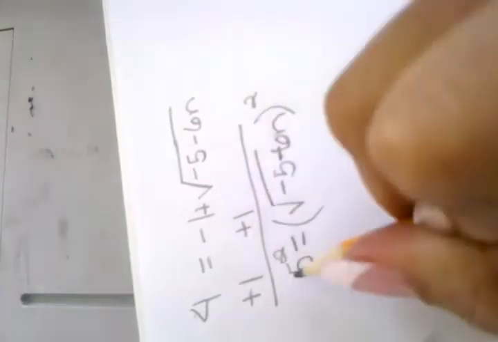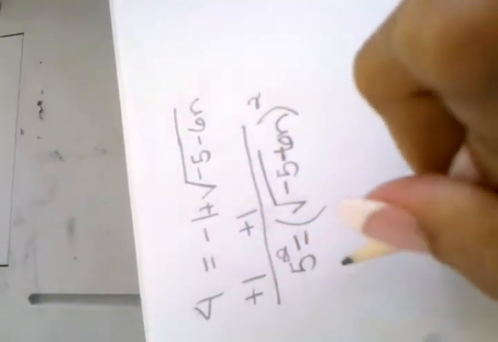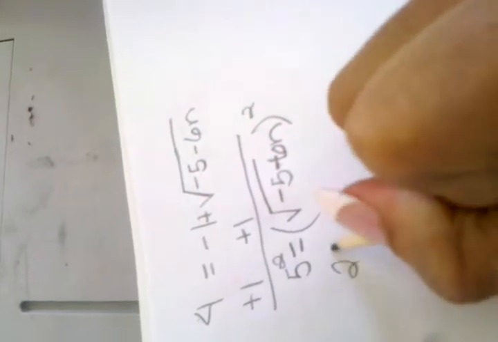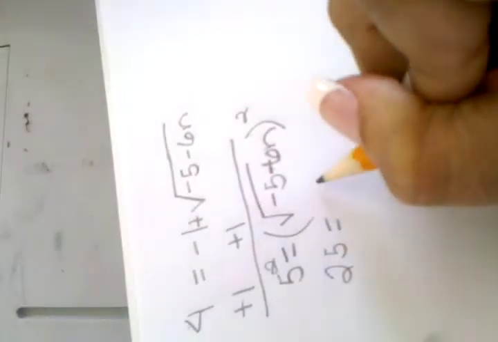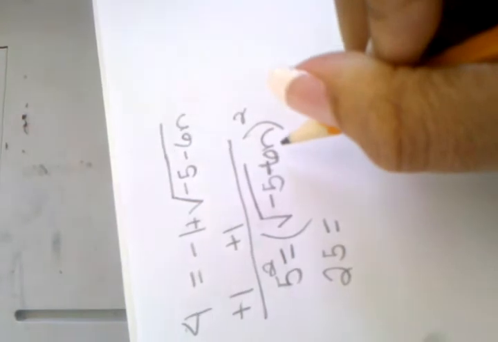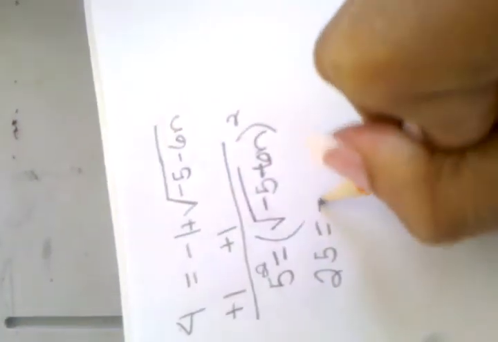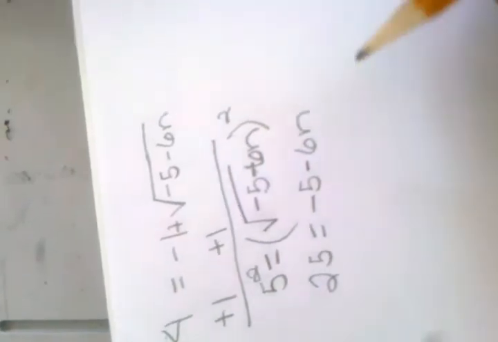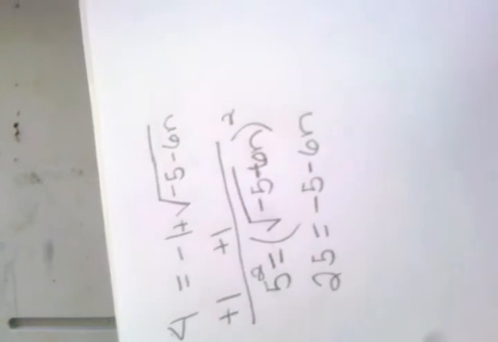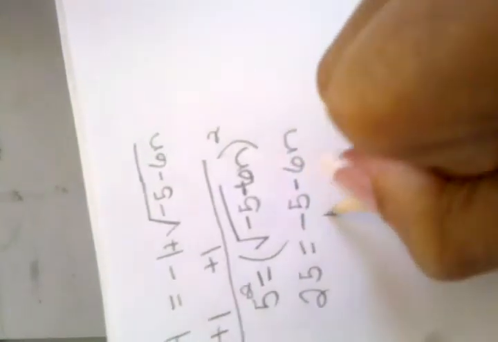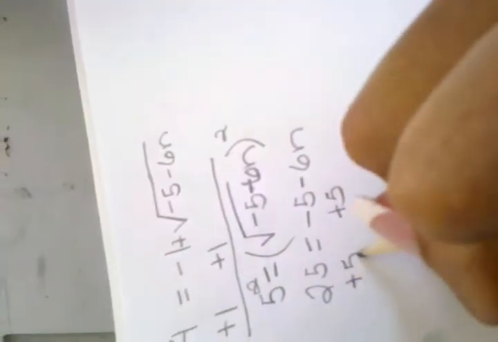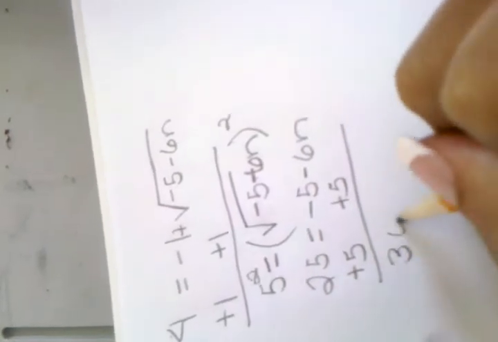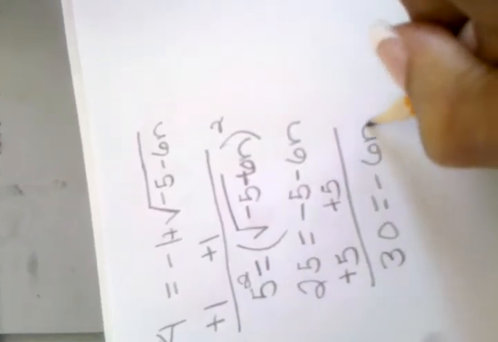And because we squared one side, we have to square the second side. So 5 squared is 25. And the square root of -5 minus 6n squared is just -5 minus 6n. Now this is your basic two-step equation. You would solve it just like any other, which means that we would add 5, and that gives us 30 equals -6n.